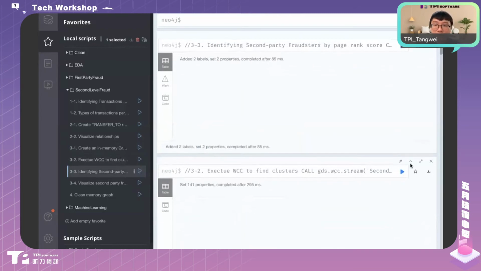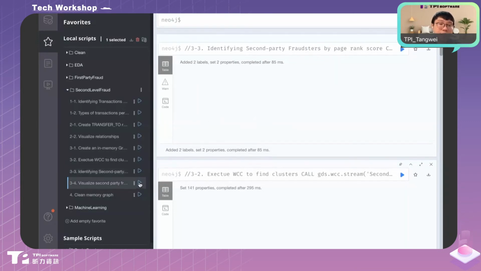Okay, so the next step, we will identify the second party fraudsters. So let's go ahead and compute the centrality score using the PageRank algorithm to find out who among the suspects have relatively higher PageRank scores. So you can see we identify the second party fraudsters by using the PageRank graph algorithm, and then we will get the PageRank scores. And then if this score is higher, we will label this client as the second level fraudsters.